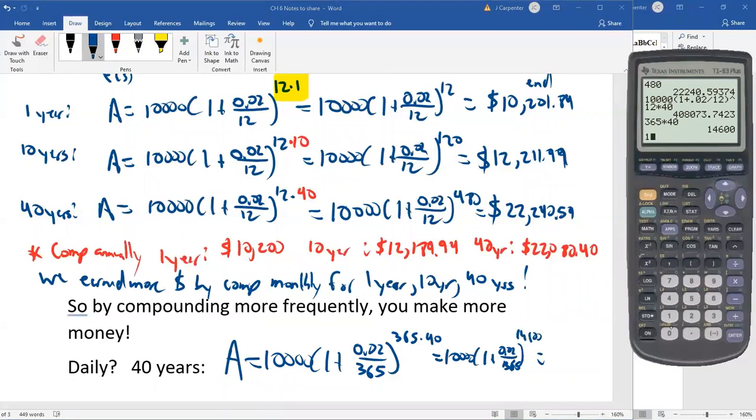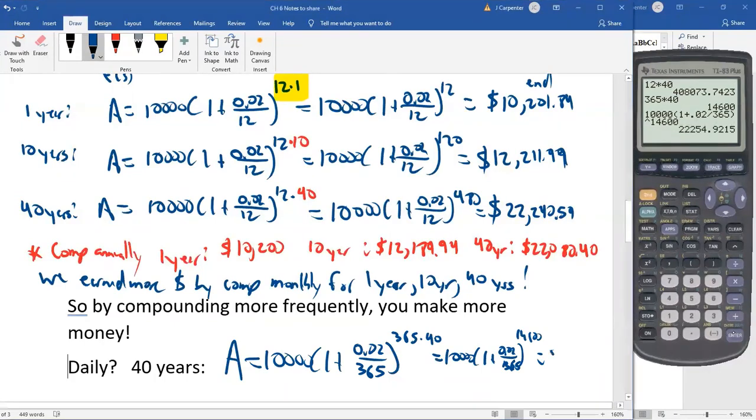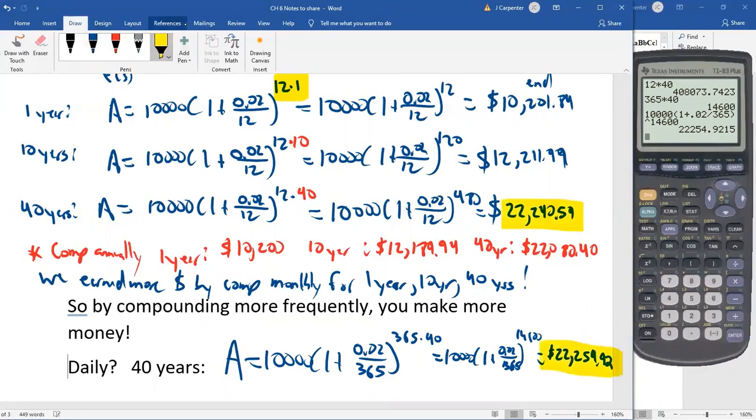So if we do 10,000 times 1 plus 0.02 divided by 365, then raise the exponent to the 14,600, we get $22,254.92. Now let's compare the compounding monthly to the compounding daily. That's a 4,254. You can see it here.